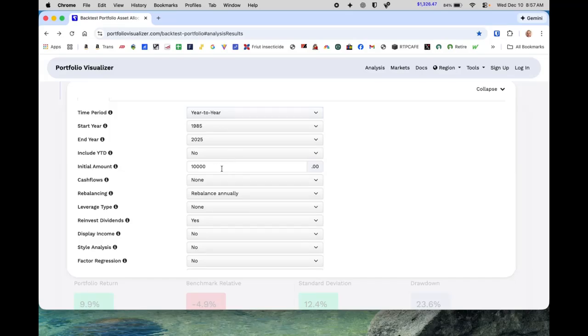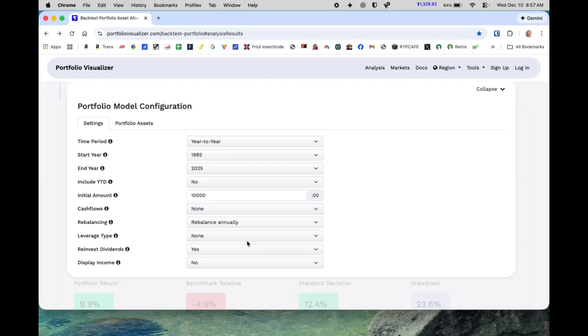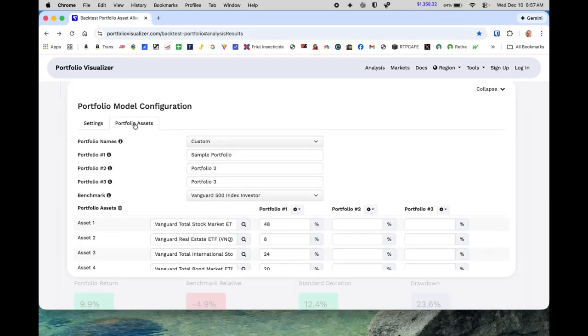So I told it to start out with $10,000. You can put in cash flows, contribute a fixed amount, so you can throw it in like a 401k, rebalance it, all kinds of stuff, which is really cool. And this is all for free. In order to get the paid version, it's kind of expensive, but it allows you to save the information. So then we roll over to what we're going to test.